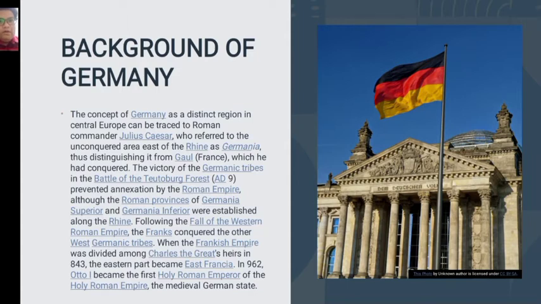Following the fall of the Western Roman Empire, the Franks conquered the other West Germanic tribes. When the Frankish Empire was divided among Charlemagne's heirs in 843, the eastern part became East Francia. In 962, Otto became the first Holy Roman Emperor of the Holy Roman Empire, the medieval German state. Alright, so that's all about the background of Germany.